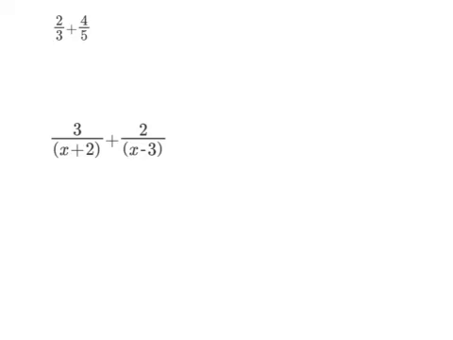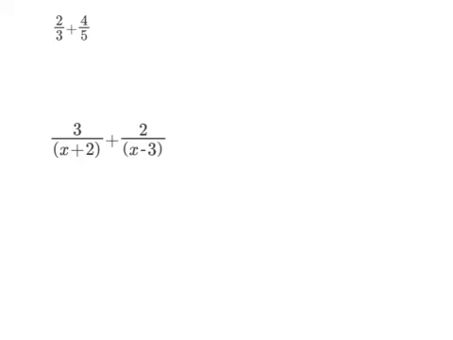Okay guys, the question you're going to be asked is to simplify algebraic fractions. So we're going to start off simple and we're going to simplify this number one, 2/3 add 4/5. And then once we've worked out what we do with the numbers, we'll see if we can simplify our algebraic fractions. Okay, simplifying 2/3 add 4/5. And they might say simplify, or they might say write as a single fraction.